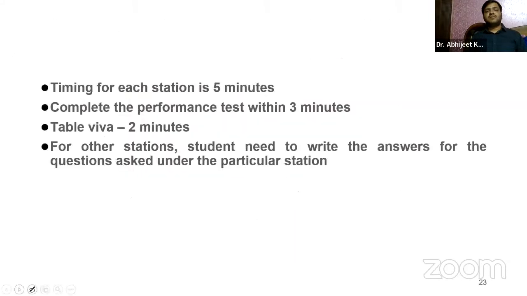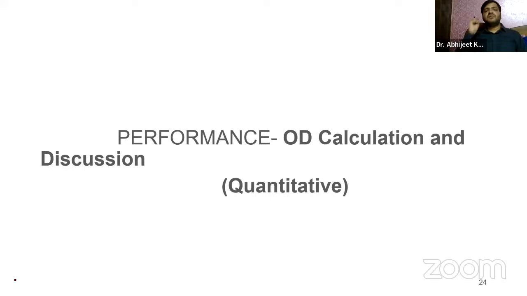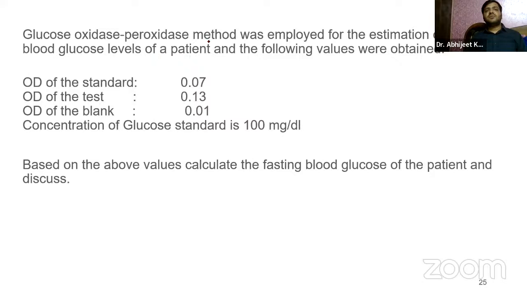Now, guys, something we have in performance, that is the OD calculation, right? So the glucose oxidase peroxidase method was employed for the estimation of fasting blood glucose levels of the patient. I will be teaching you one. OD of the standard was given 0.07. OD of the test was 0.13. Blank was given 0.01. Concentration of glucose standard is 100 milligram per deciliter. From the above values, calculate the fasting blood glucose of the patient and discuss it.